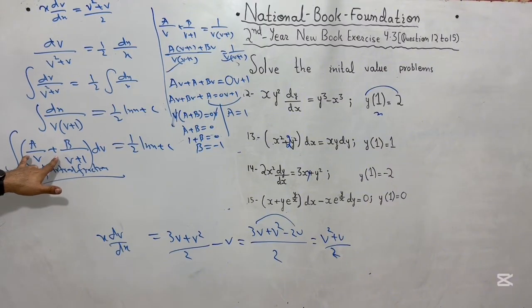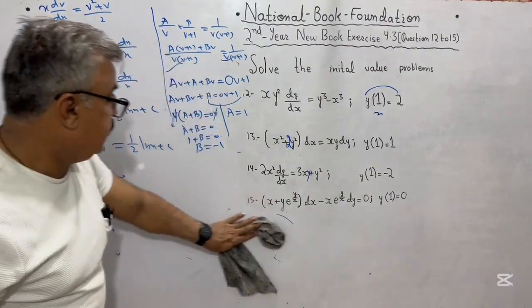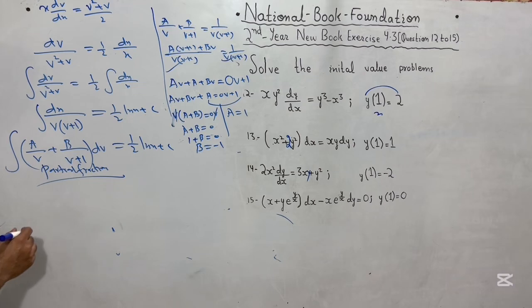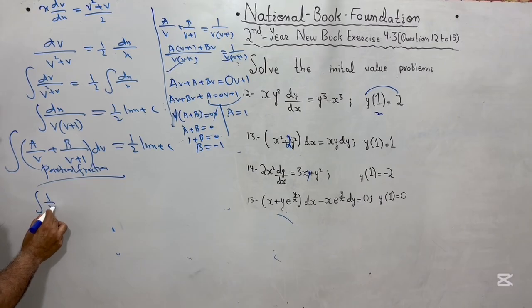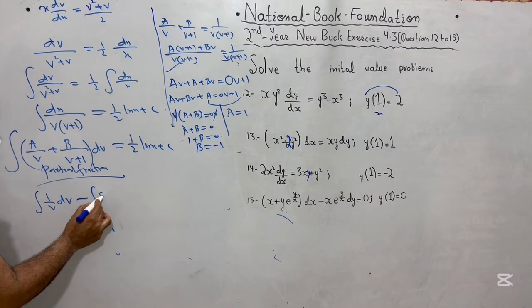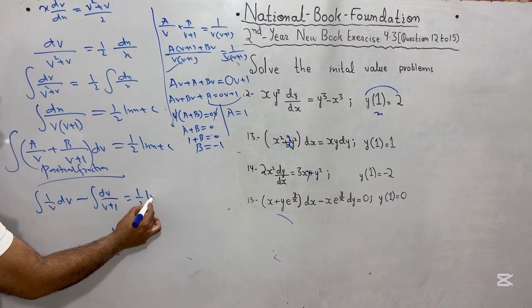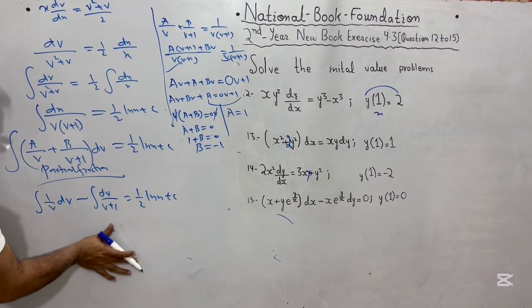Fix both these values here: a is 1, b is minus 1. Then integrate. After that, c is still lingering along to be determined by the initial condition. A is 1, means it is 1 over v dv. B is minus 1, minus dv over v plus 1 is equal to 1 upon 2 ln x plus c.